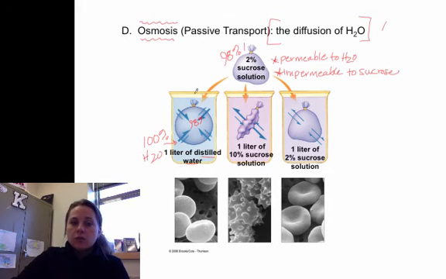So when I put this bag in that begins with 98% water, where is my higher water concentration when I start? Is it inside the bag or outside? Well, I think you're all aware that 100 is more than 98. So that means there's more water outside the bag than there is inside. So water is going to diffuse in, causing my bag to swell.